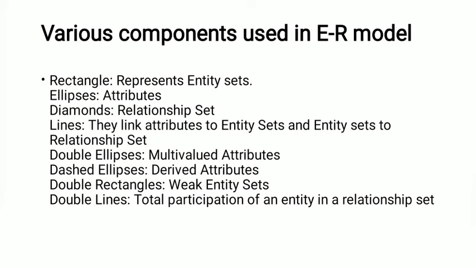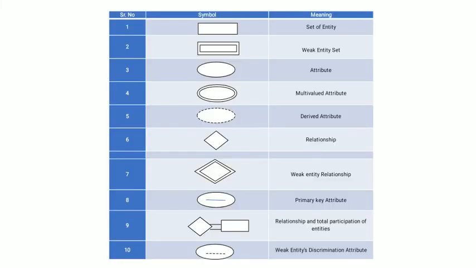First, rectangle represents a set of entities. Double rectangle represents a weak entity set. Oval represents an attribute. Double oval represents a multi-value attribute. Dotted oval represents a derived attribute. Diamond represents a relationship. Double diamond represents a weak entity set relationship. Oval with underline represents a primary key attribute. Dotted line represents a weak entity attribute.